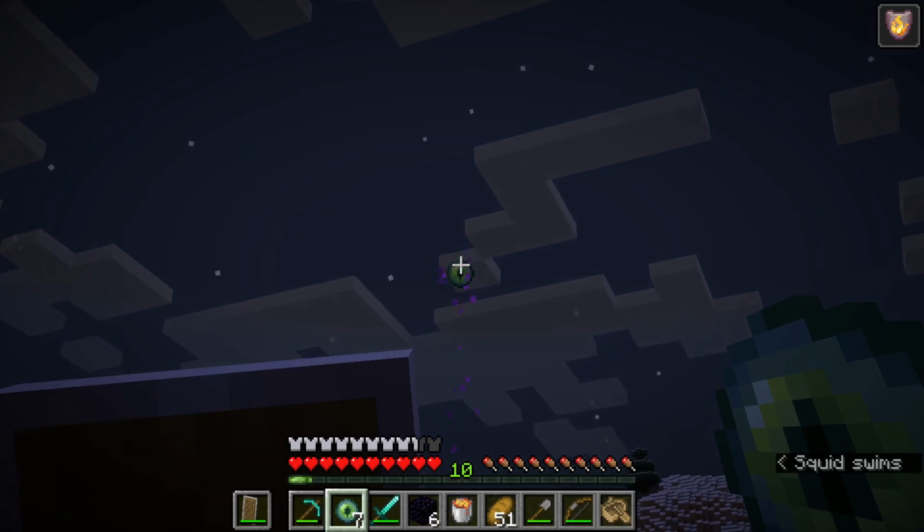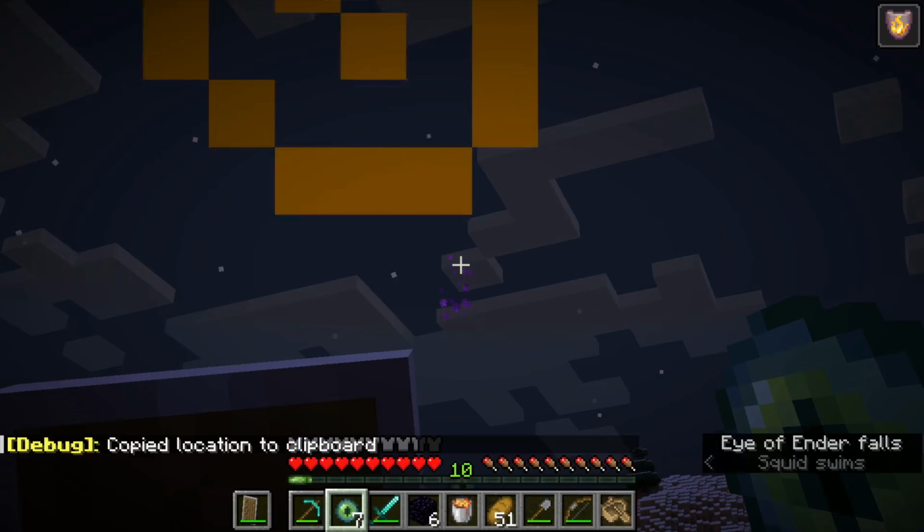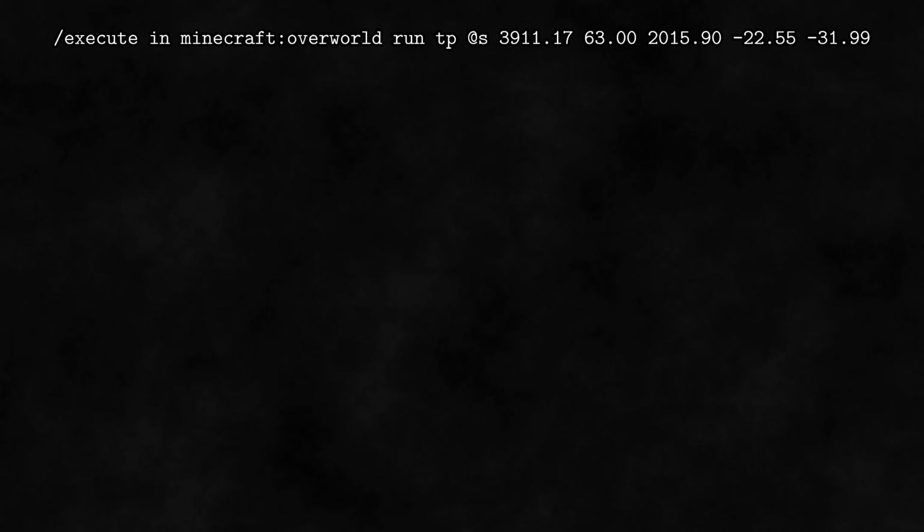By doing this, the direction I am facing is precisely the direction that the eye is going in. Then, I pressed F3 plus C, which copies your coordinates and your facing angle to the clipboard in this form. This is the X coordinate, this is the Z coordinate, which we'll think of as a Y coordinate, and this is the facing angle in degrees, which starts at 0 in the positive Z direction and then increases as you turn towards the negative X direction.